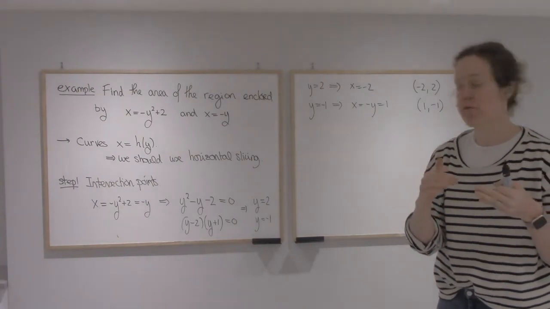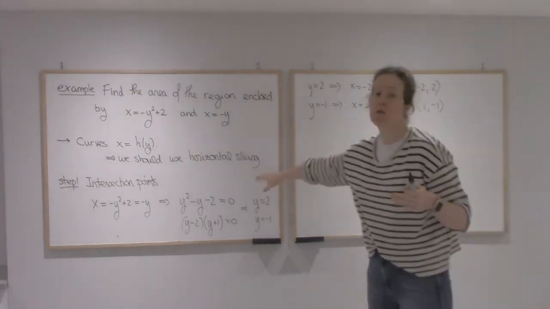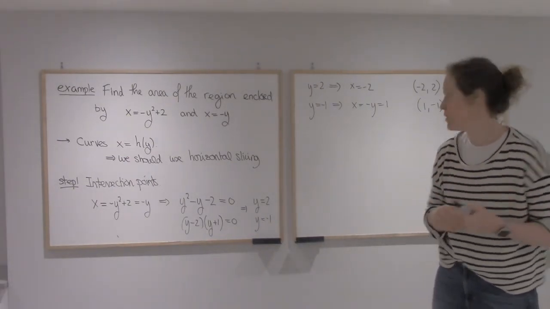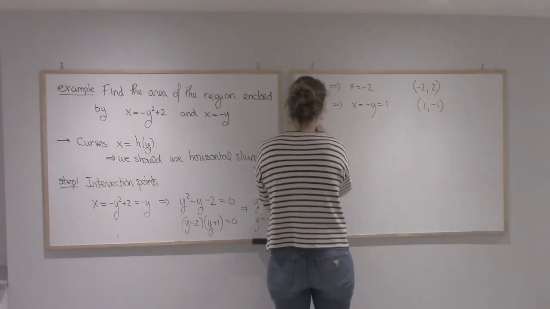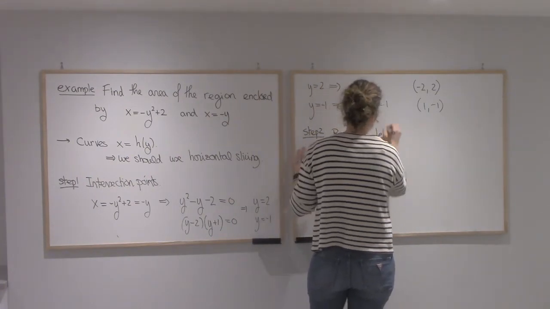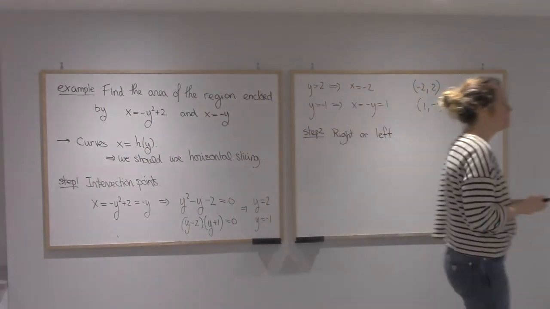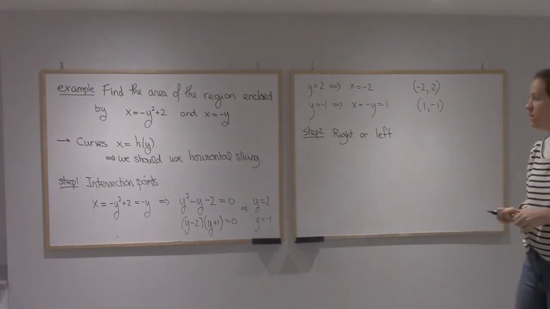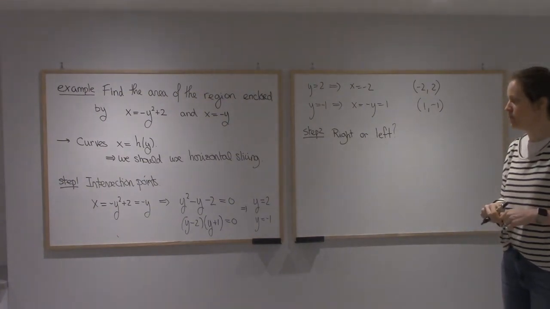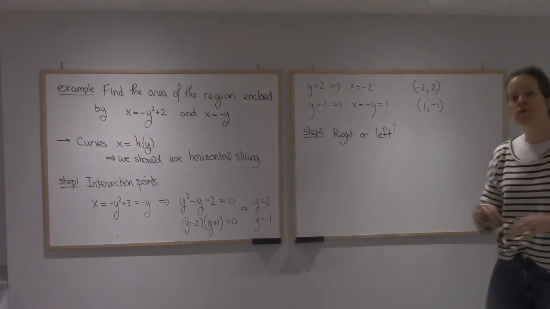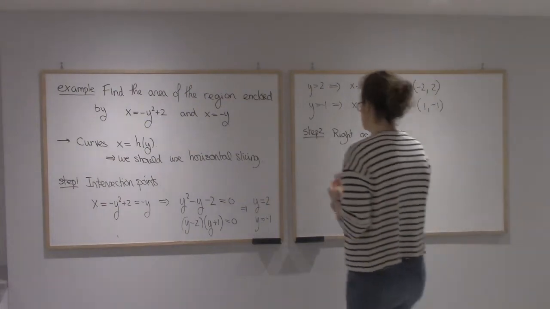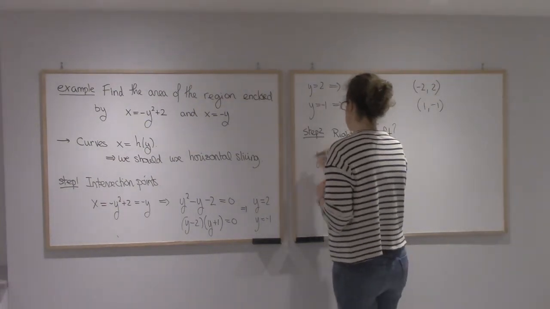Second point, I'm going to figure out which curve is left and right. Since I'm using horizontal slicing, I really want to know which one's right or left. Top and bottom is not as important at this point. All right. Step 2. Right or left. So I only care about this region between minus 1 and 2, so I'm going to plug in a value in between those two. So let's say y equals 0.